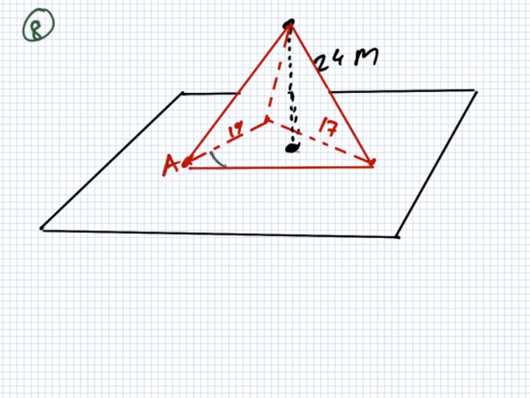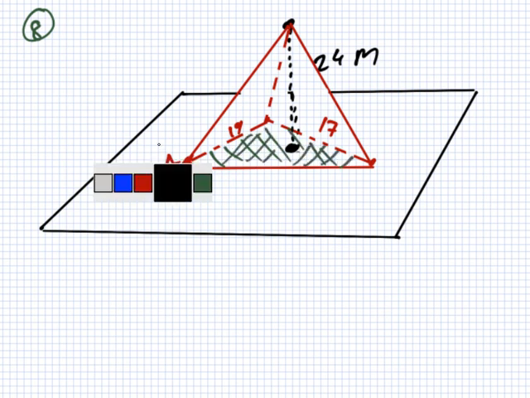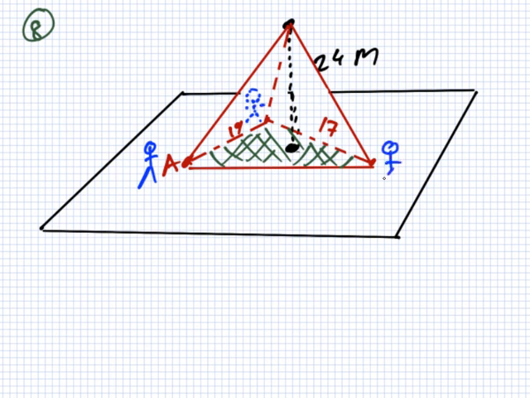This is the ground, so I'll draw this in green for grass. And there's one standing here, one behind here, and one here. And this is B, and this is C. It's very hard to draw in three dimensions, but what's happening is the helicopter is here, and you have the three ropes coming down from it. Do you understand? So the helicopter is here, and there's one rope, another rope, and another rope.